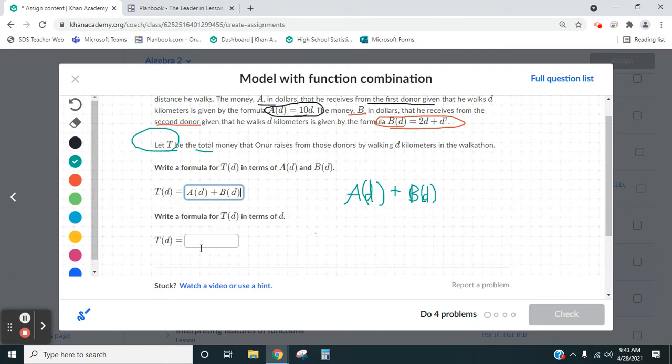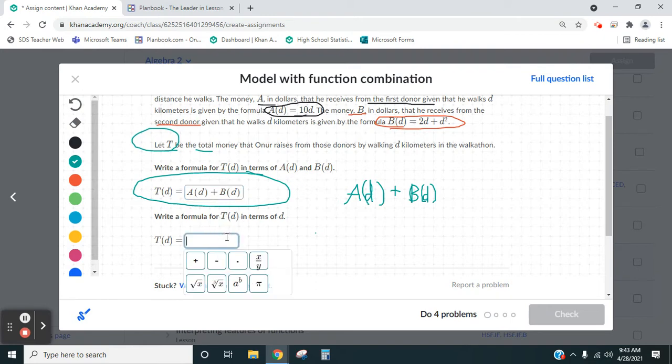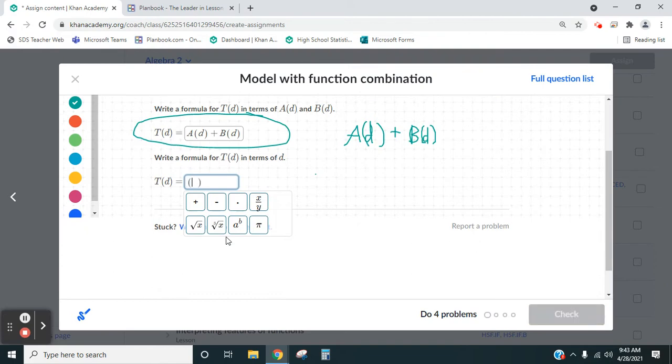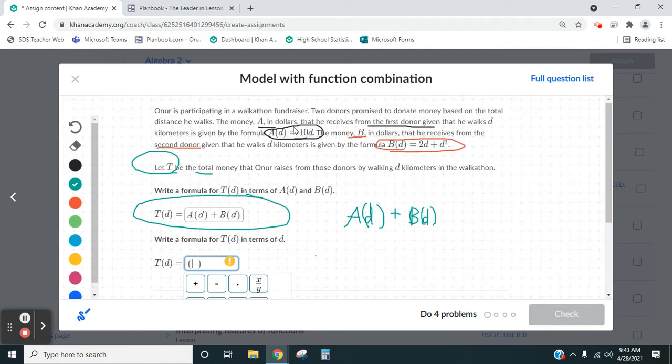Now, the second part of it says, write a formula for T of D in terms of D. So in this first one, every answer is going to be something like this, where they ask you to put A and B, capital letters like that. Okay, actually write the function. Now down here, they want you to actually put it together. So here's what I would advise you to do. A's formula is 10D, right? I would advise you to always use parentheses like that.